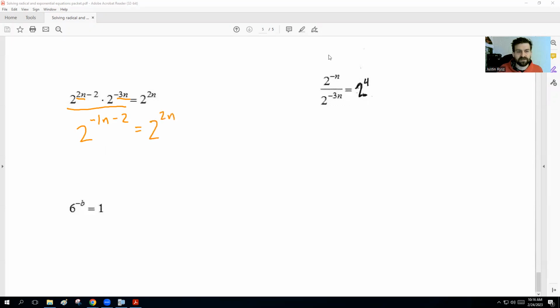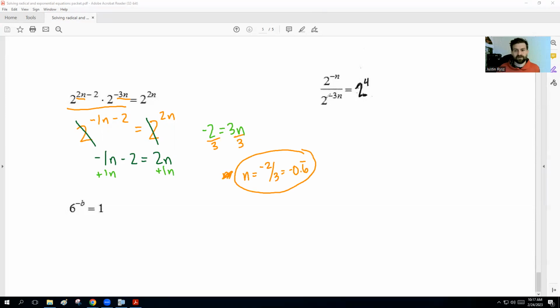Now that we've got this down to a single base, we can cancel these out, and we get negative 1n minus 2 is equal to 2n. We solve this by adding the 1n over to the other side. We get negative 2 is equal to 3n, and then we divide by 3. We get n equals negative 2/3, or negative 0.6 repeating.